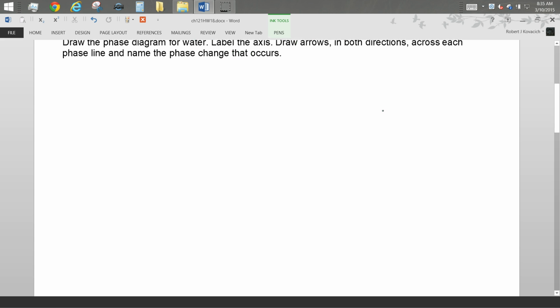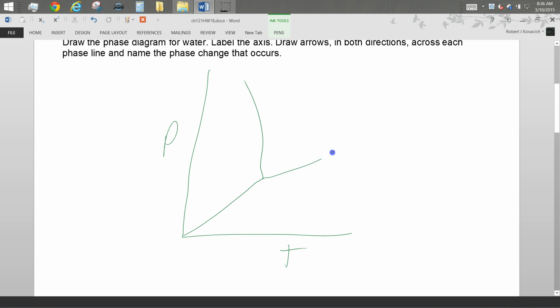All right, let's put a phase diagram up for water then. So then we've got pressure and temperature, something like that, and solid, liquid, gas.